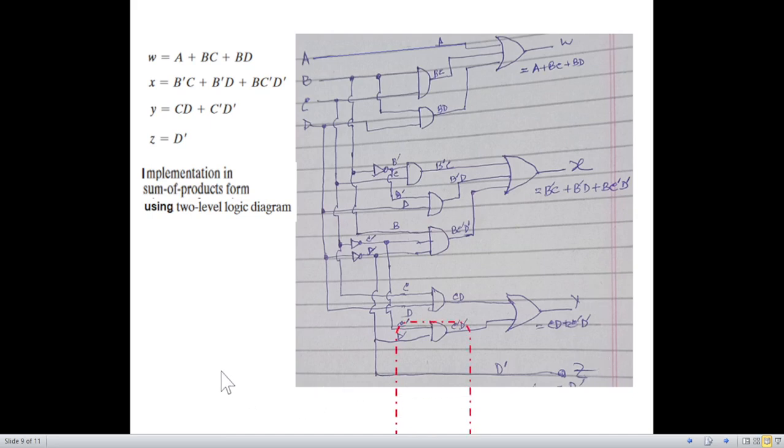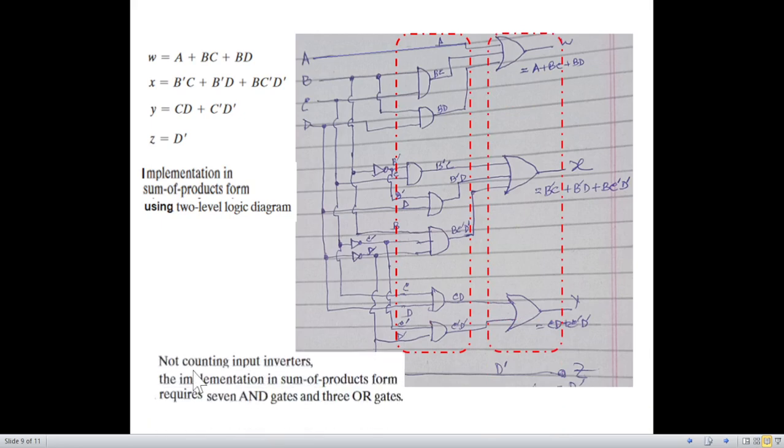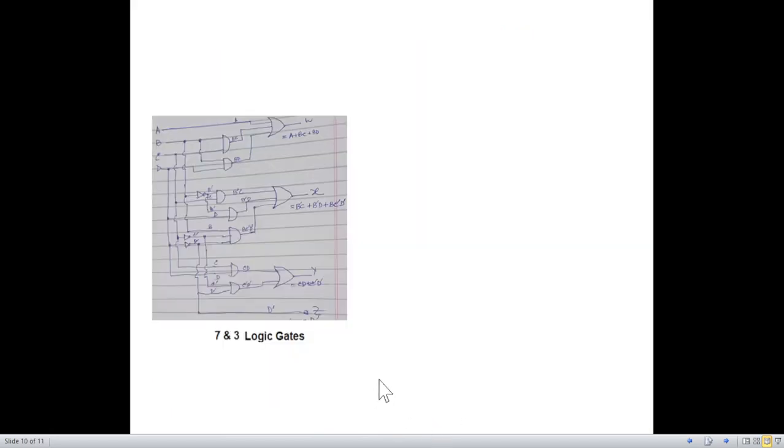Now, you can see there are two logic levels. One is the first level and the other is second level. And in these two levels, not counting the inverters, so we are ignoring the inverters, the implementation in sum of product form, these are called sum of product form without any simplification, requires 7 AND gates. So you can count from here 1, 2, 3, 4, 5, 6, 7 AND gates and 3 OR gates. Okay, now let's see if we can further simplify this.